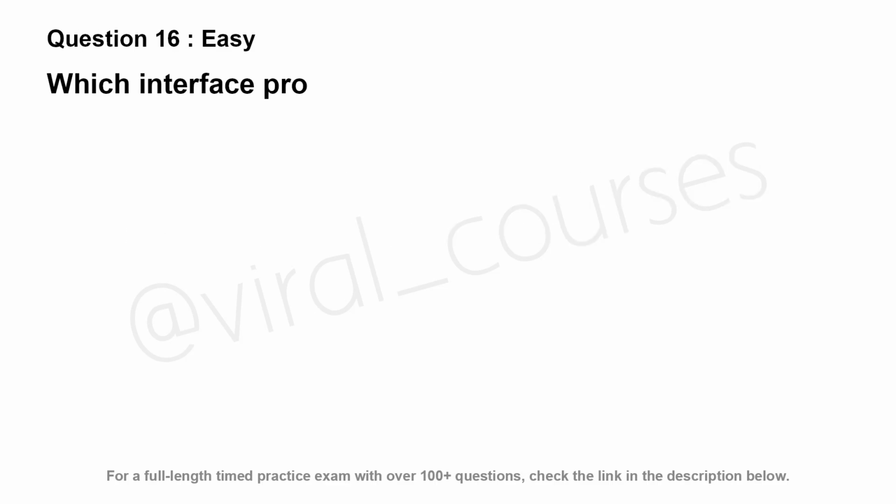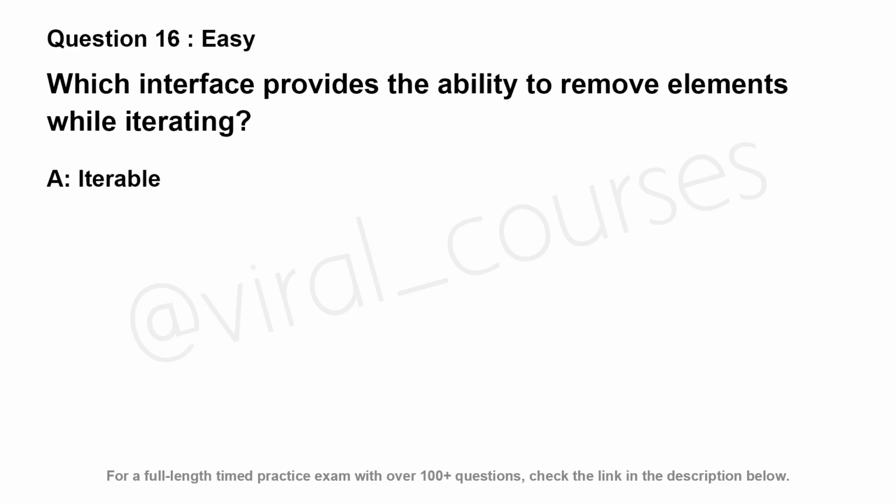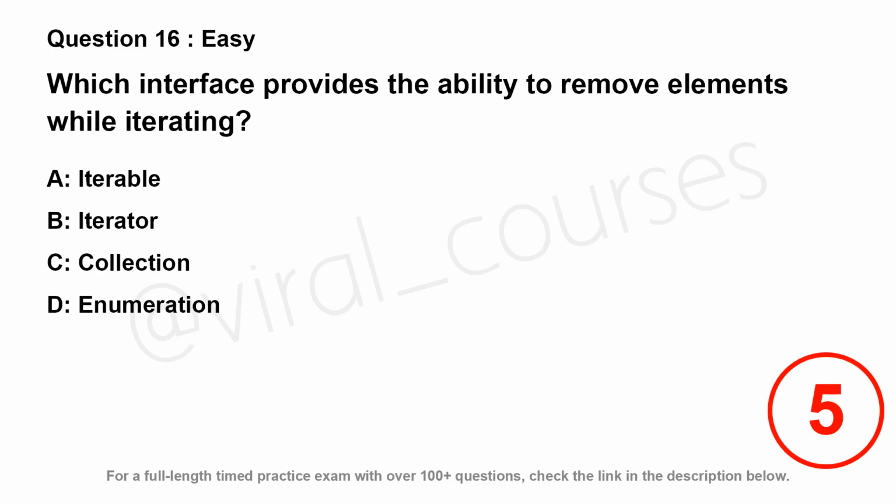Which interface provides the ability to remove elements while iterating? Option A, Iterable. Option B, Iterator. Option C, Collection. Option D, Enumeration.